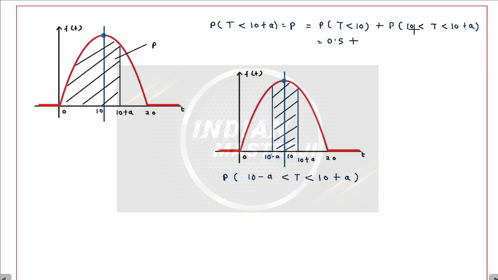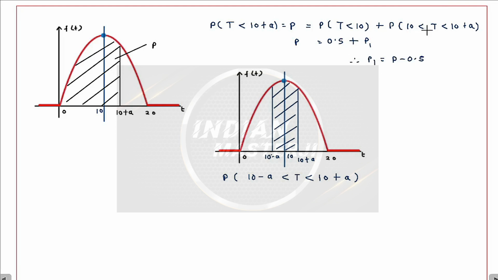Plus this probability of 10 less than t being less than 10 plus a, this particular value is equal to what? This particular value we don't know. So can I say this particular value somewhat as p1? So can I say p is equal to 0.5 plus p1? So therefore can I say p1 is equal to p minus 0.5?